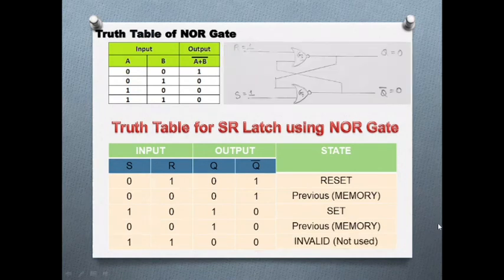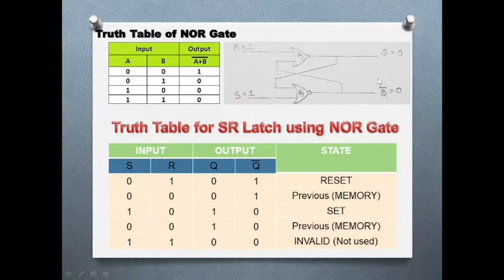Now for the last case, that is when R is equal to 1 and S is equal to 1, what we will get? As one of the inputs of both NOR gates is 1, we will get Q equal to 0 and Q bar equal to 0. But as we know, they should be complement to each other, so this condition is not true, that is, it is contradictory.